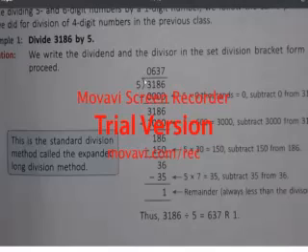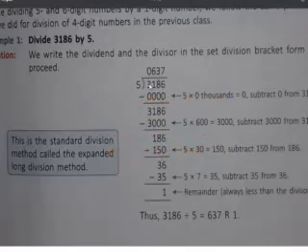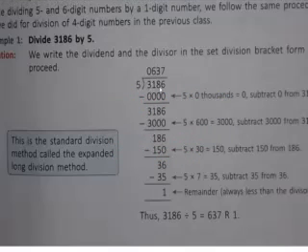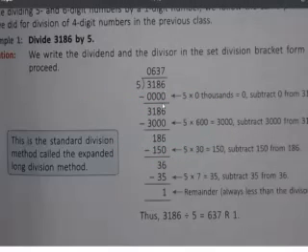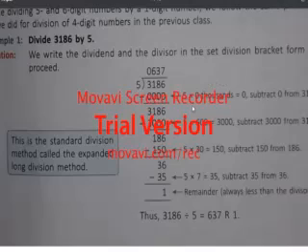Since the 1000s digit is smaller than 5, it can't be divided by 5, so 0 has been kept, and the 100s digit is also used, as you can see over here. Now the 100s digit becomes 31, so 6 has been kept, so 6 fives are 30, so 3000 has been written, as you can see over here. So this is the long method, okay. A standard division method also, it is called the expanded long division method, okay.